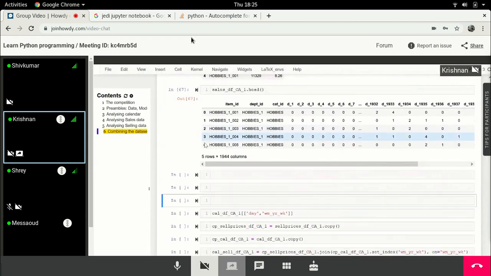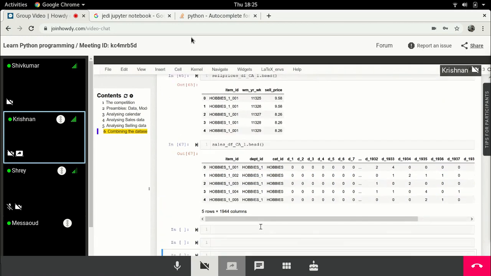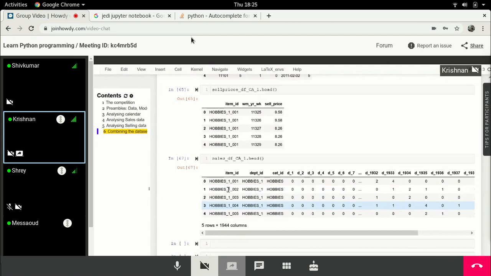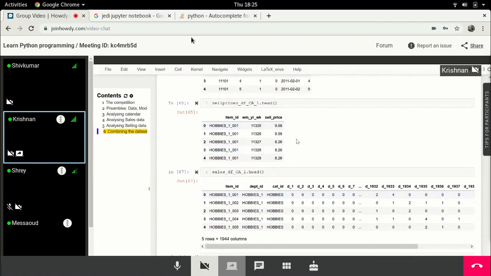If you scroll up, we need to basically bring a similar data frame in this format. For example, if you see hobbies 1001, the best thing would be if we can create another data frame which is almost a mirror of this data frame with all these days, but instead of the actual count of the items sold, we have the price there. So for this first row, if on D1932 we can put the price in that column, then we can simply do 2 multiplied by the price.